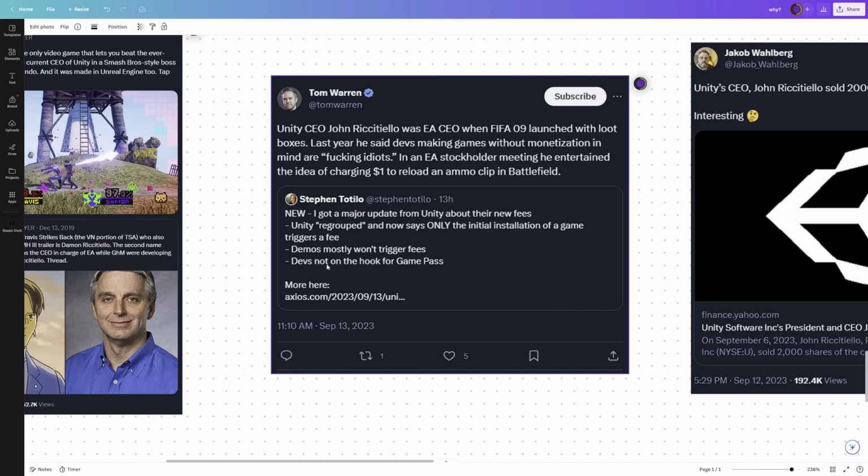In an EA stockholder meeting, he entertained the idea of charging $1 to reload an ammo clip in Battlefield. Playing Battlefield and you run out of ammo in your clip and we ask you for $1 to reload, you're really not very price sensitive at that point in time. Consumer gets engaged in a property, they might spend 10, 20, 30, 50 hours on the game. And then when they're deep into the game, they're well invested in it. We're not gouging, but we're charging.